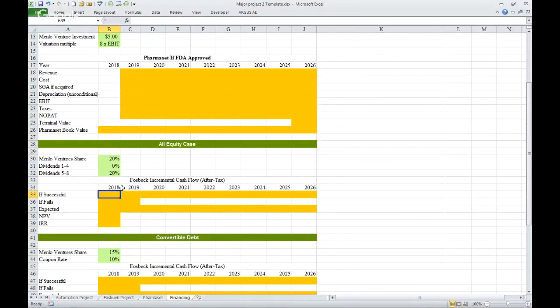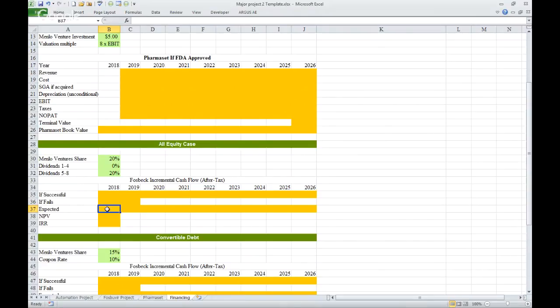If approved, I have one set of cash flows, and for this set of cash flows, I will need to use some information from the valuation and net operating profit after taxes that was calculated here. That will be only for the successful branch. If it fails, then it will be a different cash flow in 2019.